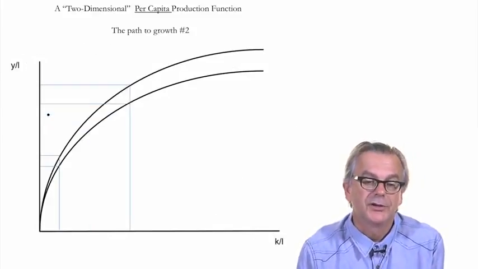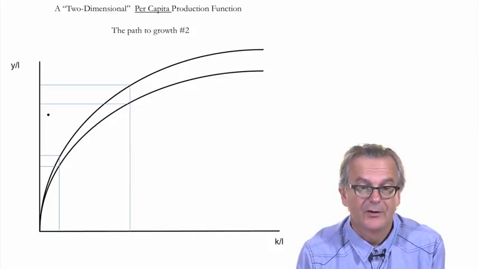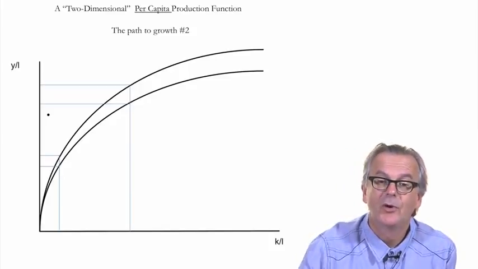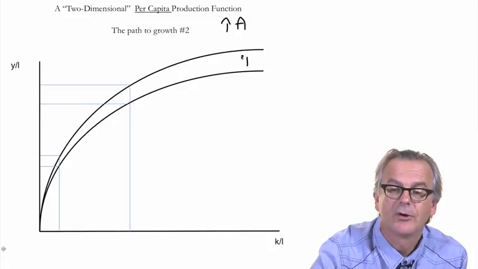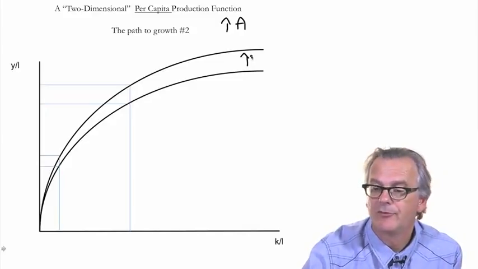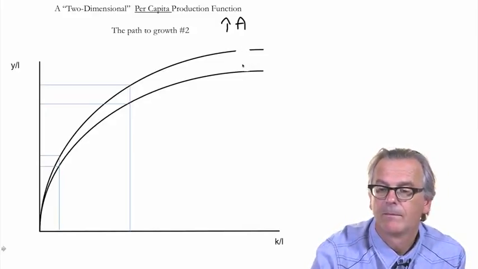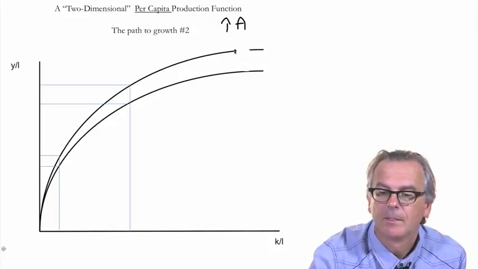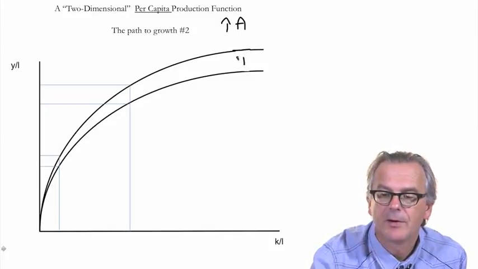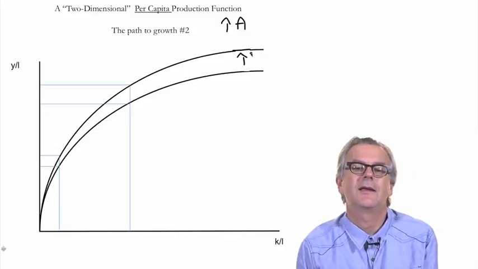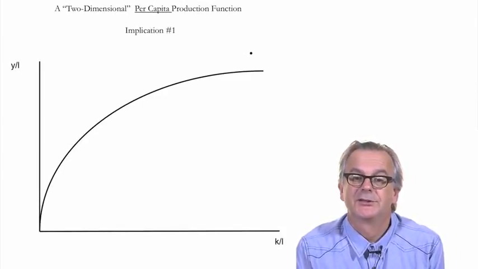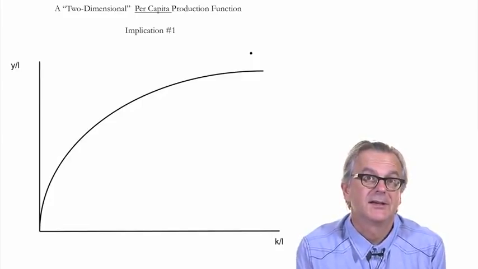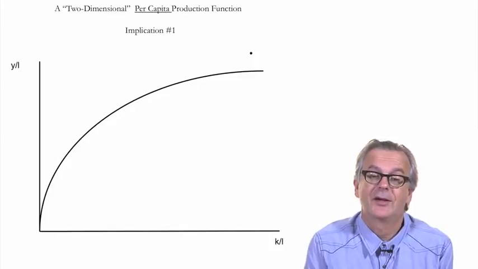But there's an alternate path to growth, and the alternate path to growth is through growth in total factor productivity. And as before, that can be represented by an upward shift, this time in the per capita production function. This simple concept of the two-dimensional per capita production function will already enable us to say some important things about the process of economic growth.